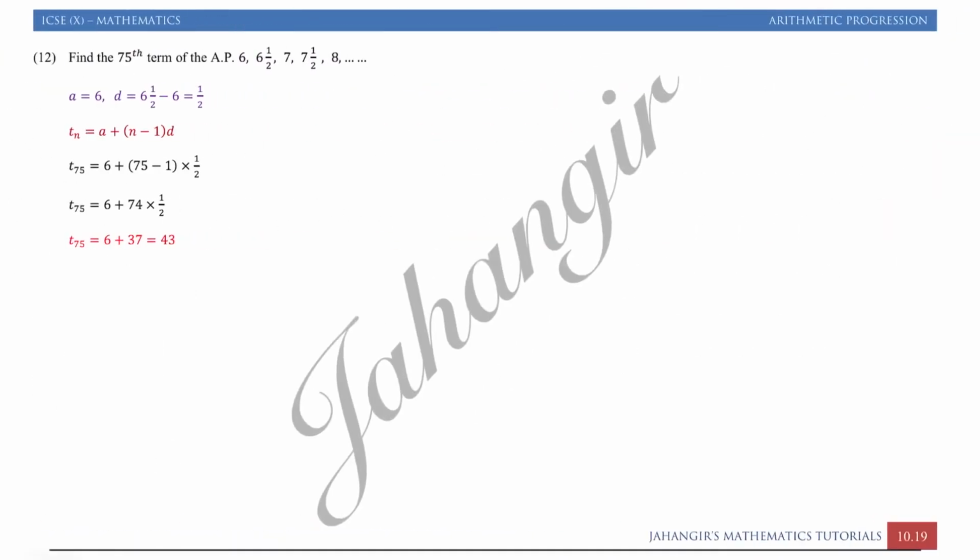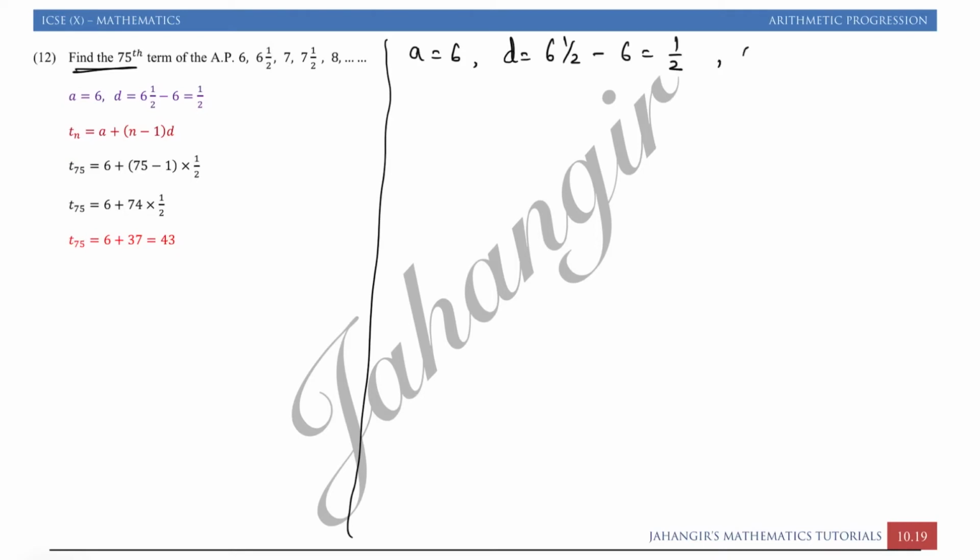Question number 12. Find the 75th term of an AP. This is quite simple. 75th term चाहिए, तो उसके लिए we will write A is equal to 6, D is equal to 6 and a half minus 6, which is equal to 1 and a half. N की value is 75. So first we will write formula for Tn, that is A plus n minus 1 into D.